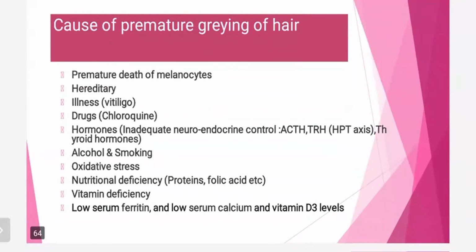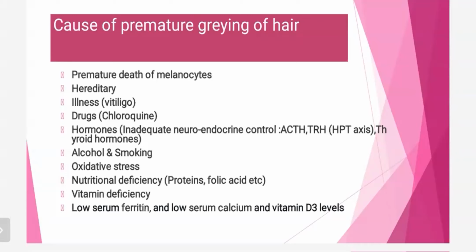So the premature graying of hairs that we can conclude in this slide is the premature death of melanocytes, that we have discussed. Then the hereditary nature, then illness, that is vitiligo, then drugs, that is intake of chloroquine, then hormones, that is neuroendocrine control, thyroid related hormone, then alcohol and smoking, oxidative stress, nutritional deficiency, vitamin deficiency, and low serum ferritin, low serum calcium and vitamin D3 levels.